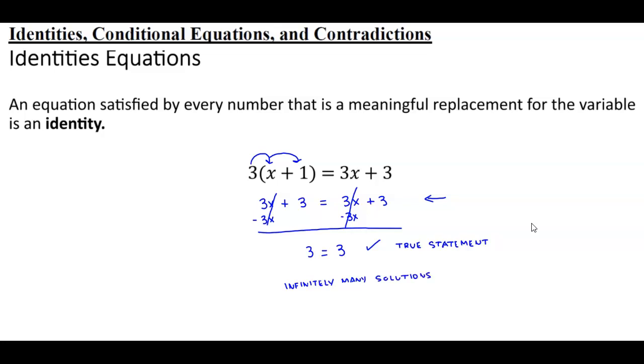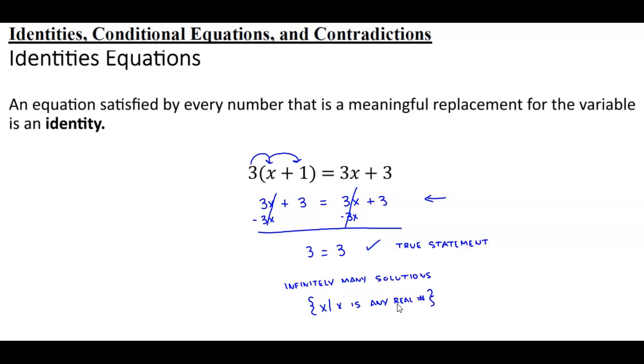So the way we would write this out as a solution set, we would say the set where x such that x is any real number.